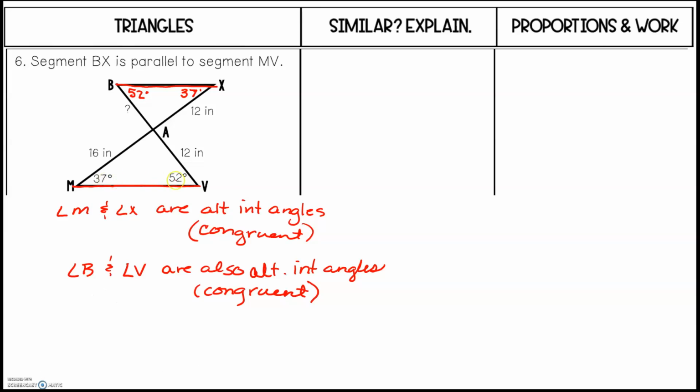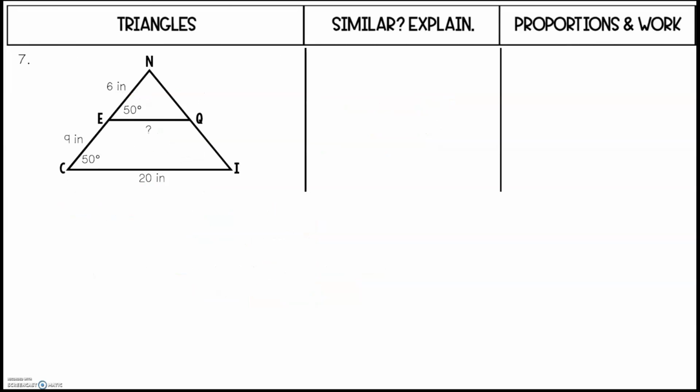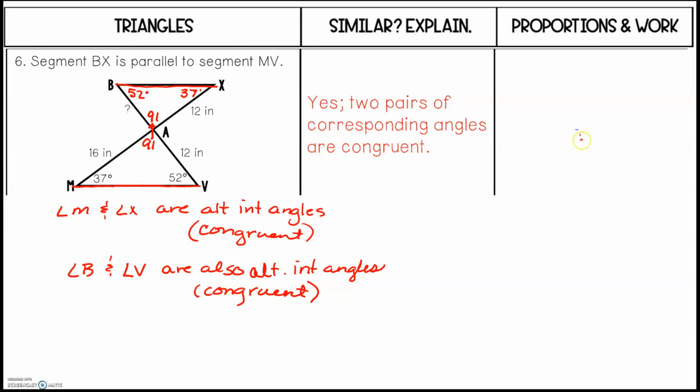If you went and added these together and subtracted that from 180 to get this one, this would be 91 degrees. And these are vertical angles, which are also congruent, so this side would also be 91. So these are similar triangles because we have two pairs of corresponding angles that are congruent. And then you could set up your proportions, which I did do in the notes.